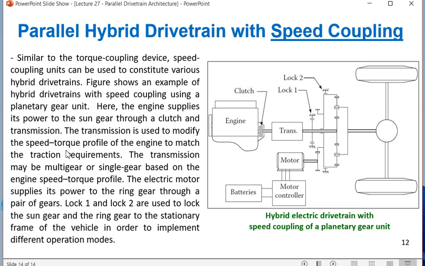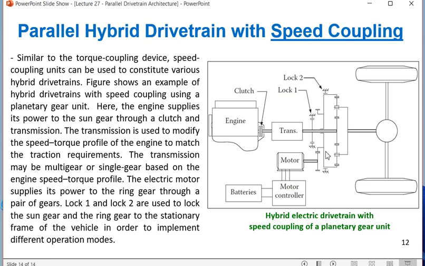So traction requirement is coming from the vehicle tire, traction requirement is coming from the driver, and whatever power is generated by the engine and batteries depending on the traction requirement from the driver, that actually will be connected to this gear system or planetary gear system.